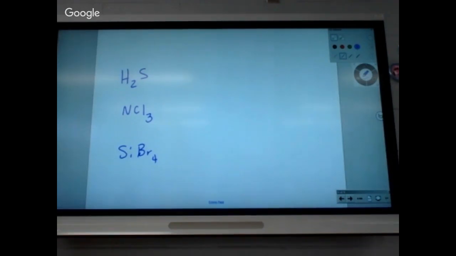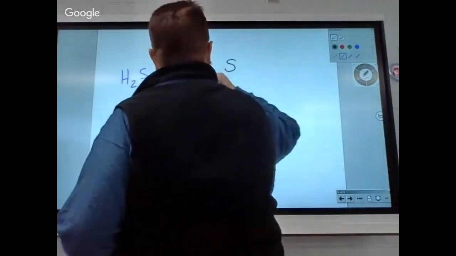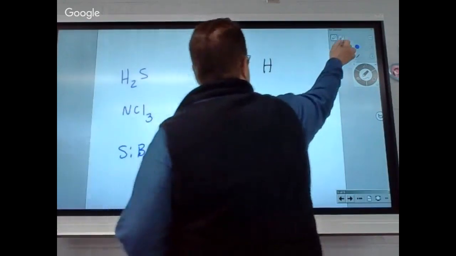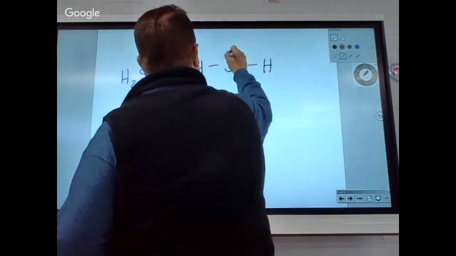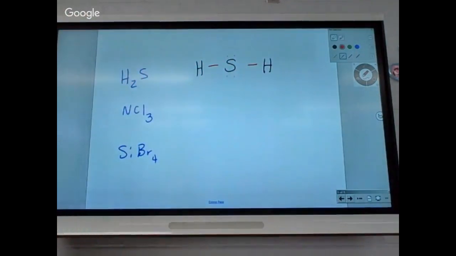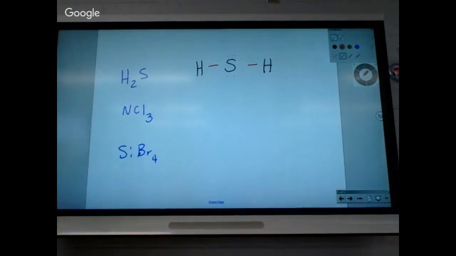All right, so how many electrons in H2S? 8. So what's the central atom? How many H's do we draw? And 8 electrons would be 2, 4, 6, 8. Now, does it have to be straight like that? No, you can have it in an L shape up, L shape down. It doesn't matter as long as you have 2 H's and 8 electrons like that.